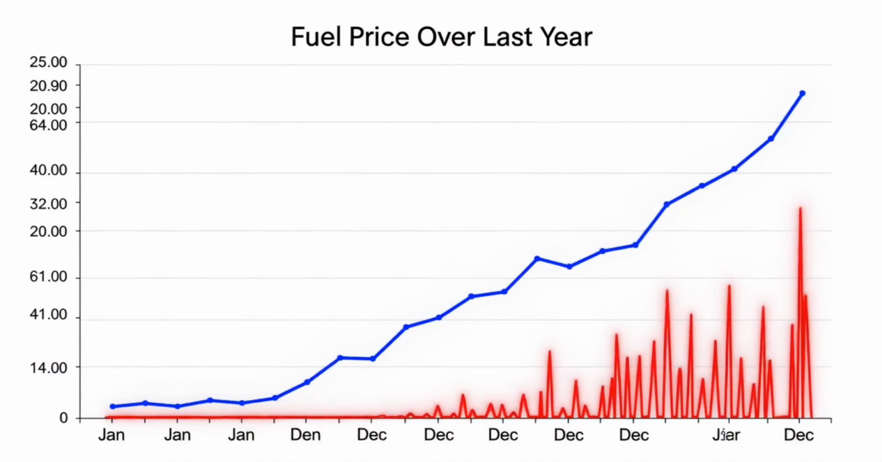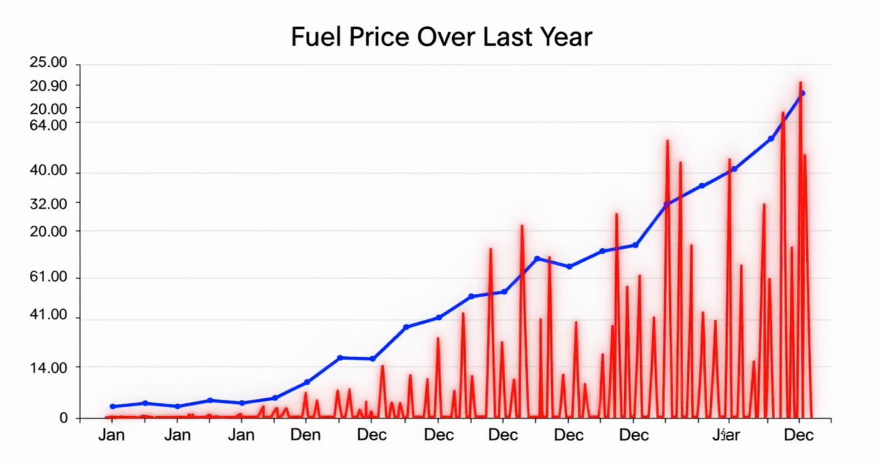Question 6, 12 marks, highest. Provide a graph or table of the fuel price over the last year. Analyze it, identify steepest increases, and discuss potential causes.